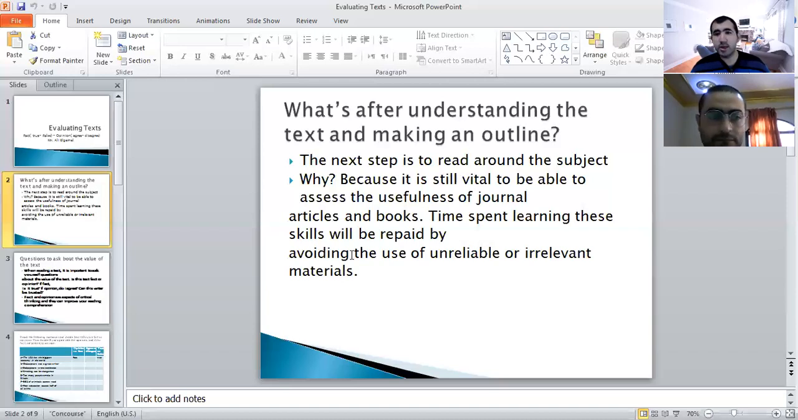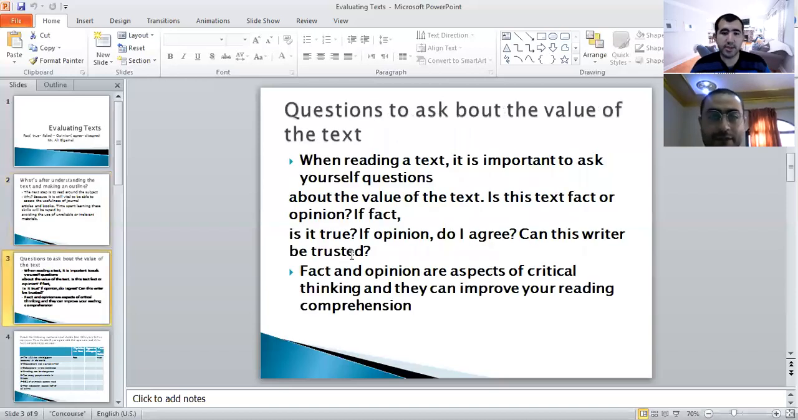Yes, that's great. Okay, questions to ask about the value of the text. When reading a text, it is important to ask yourself questions about the value of the text. Is this text fact or opinion?